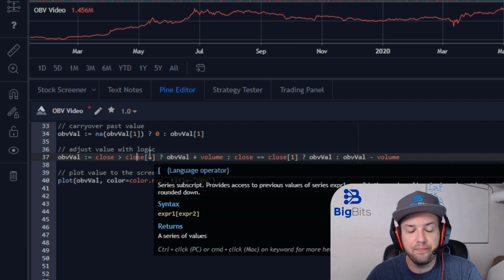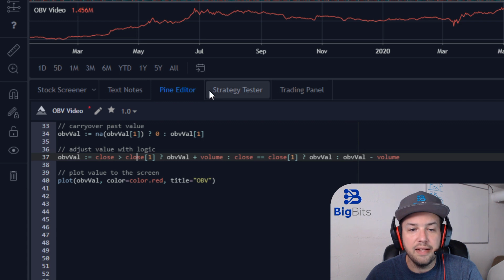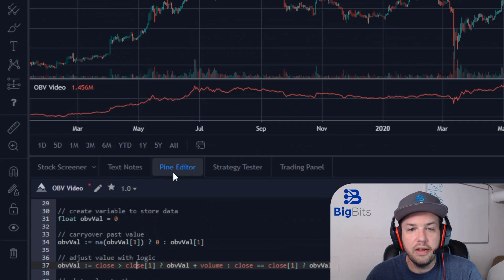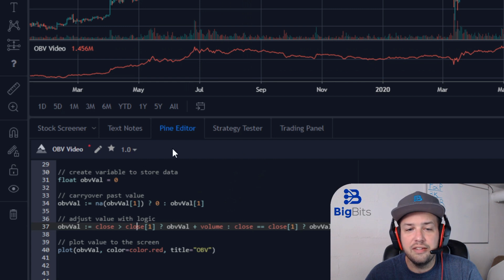as opposed to the current close and the current open. Okay, after we've done this, we can just plot our value, and that's exactly what we've already done here on the chart. You can see this is our red line. I defined that here. You can see our red line going up and down. And that's pretty much all there is to OBV.